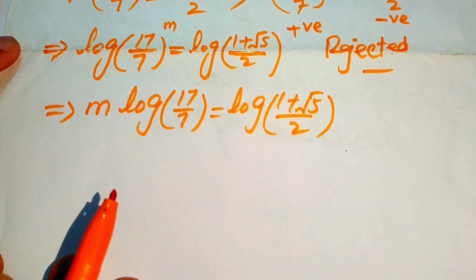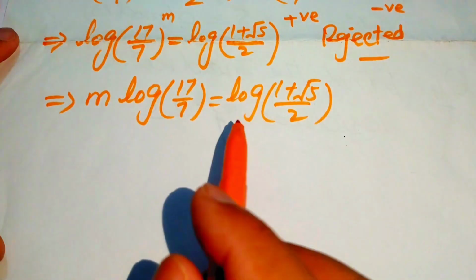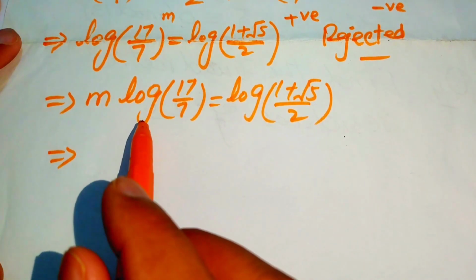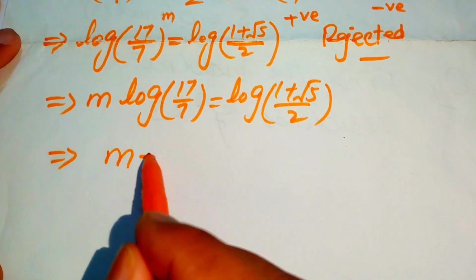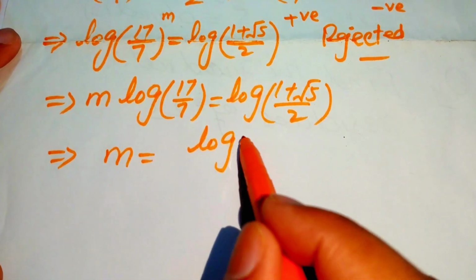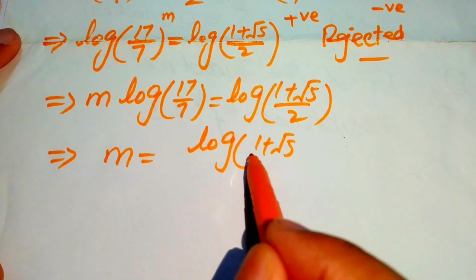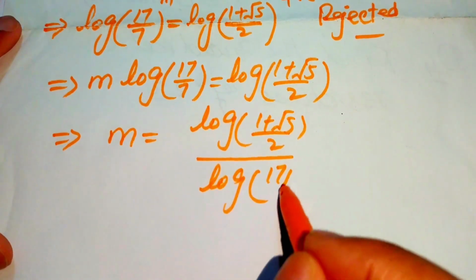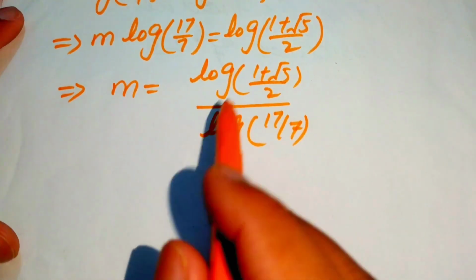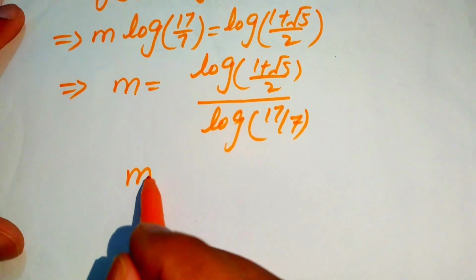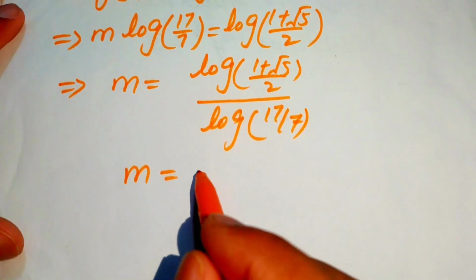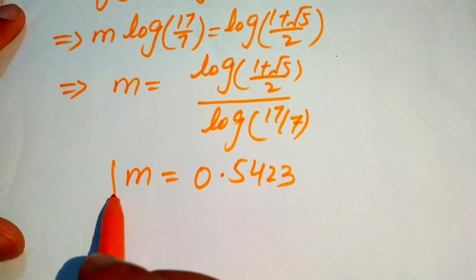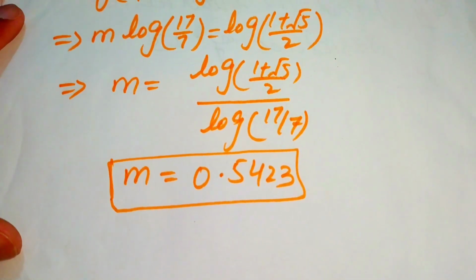So here we use the calculator in order to find these logs. So you easily get the values of these logs, and we have our m equals to log of 1 plus square root of 5 over 2 divided by log of 17 over 7. So you use the calculator and you easily find these logs, and we have the final value of m equals to 0.5423. So this is the final value of this question.